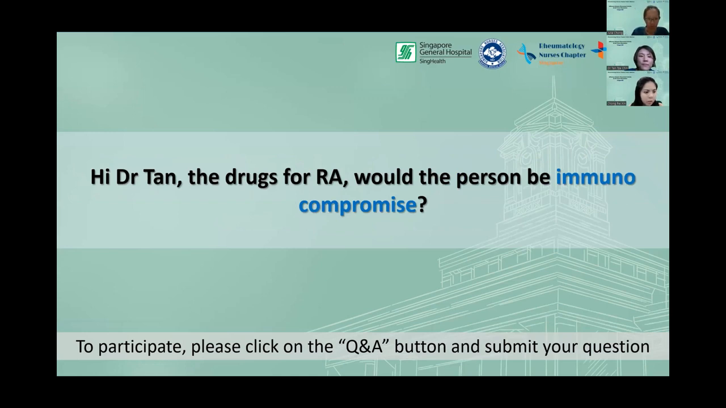Okay, next question. The drugs for RA, would a person be immunocompromised? That's for Dr. Charlotte. Hello, hi, okay. So I would assume that when we refer to drugs for rheumatoid arthritis, we are referring to those such as steroids, methotrexate, etc. This is a very valid concern, because indeed there are potential side effects in terms of these drugs being able to lower the immune system.